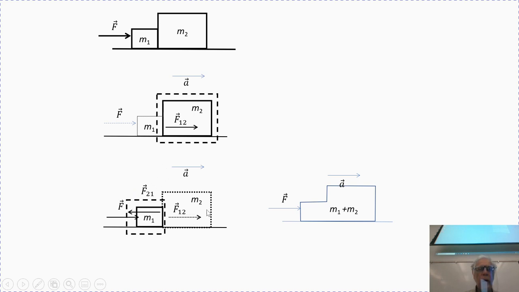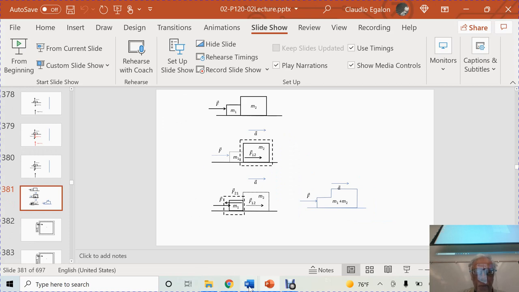And we can solve this problem here by using what we call a free body diagram. Let's try this one. Okay, here you go. I believe I have it there in my notes.